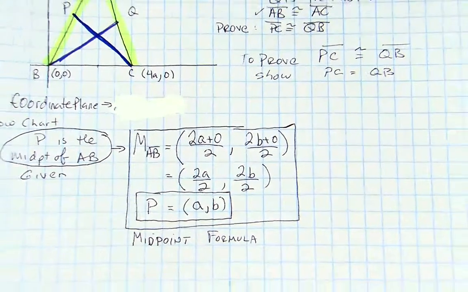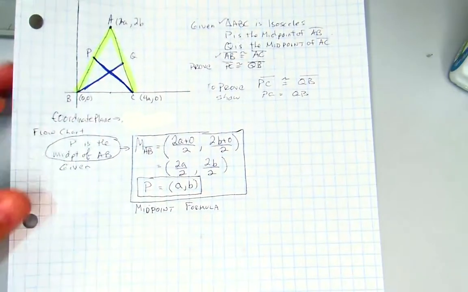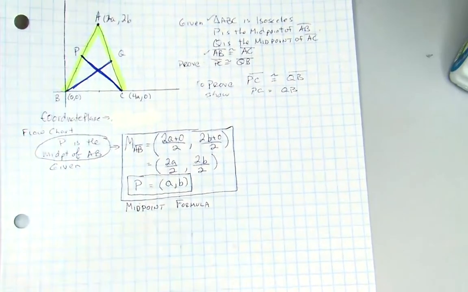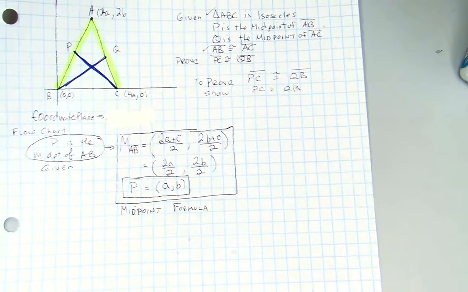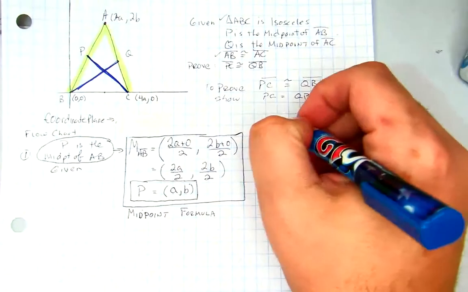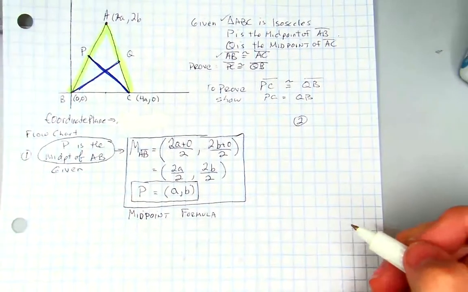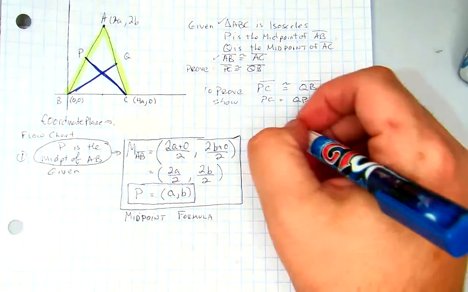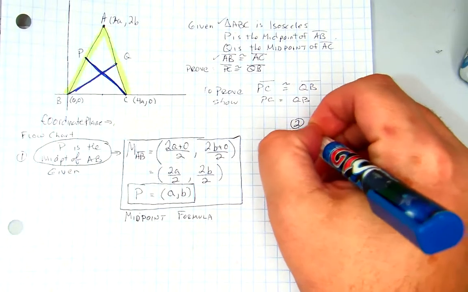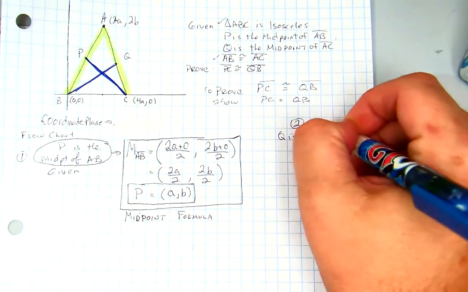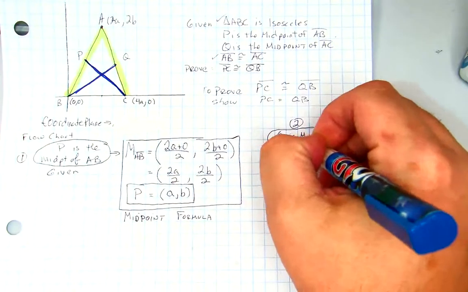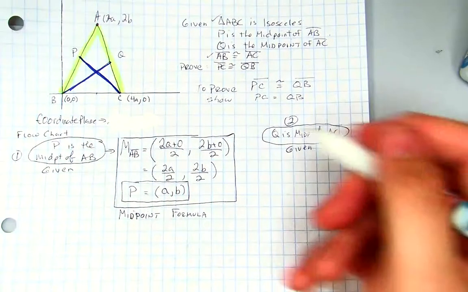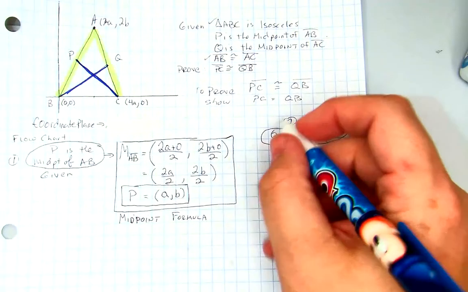Let me zoom out a little bit so we can actually see some stuff, and try to make this a little bit nicer. Now, so that's one. I know that Q is the midpoint of AC, and I'll say that's given. And we'll do the same thing. We'll use the midpoint formula.